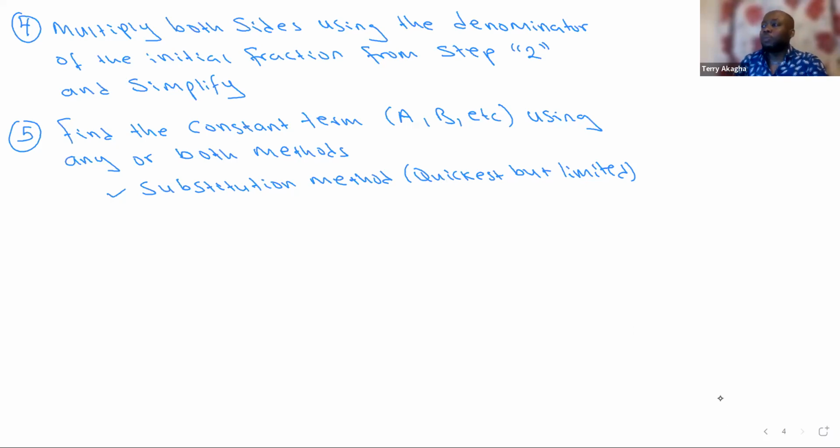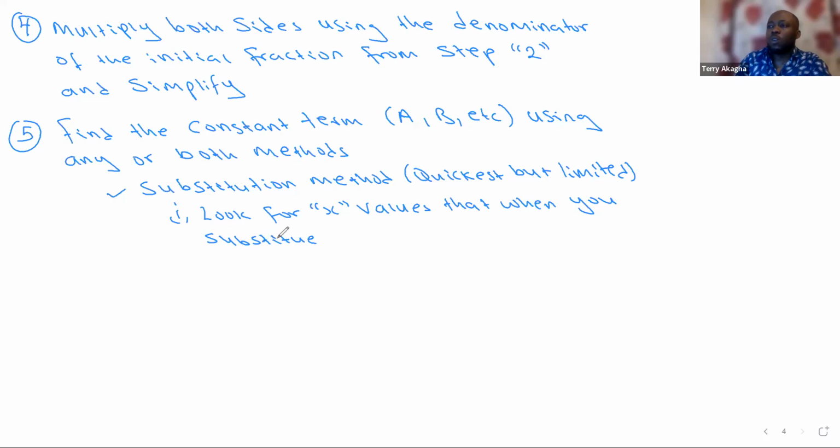So the first thing is that you look for x values that when you substitute, other constants except 1 will be 0. That makes sense? So I can write it here. The first thing is that you look for x values that, when you substitute, other constants except 1 will be 0. You will be left with 1 term.